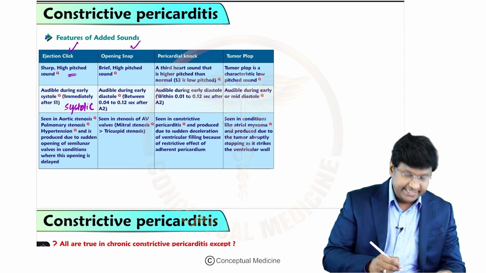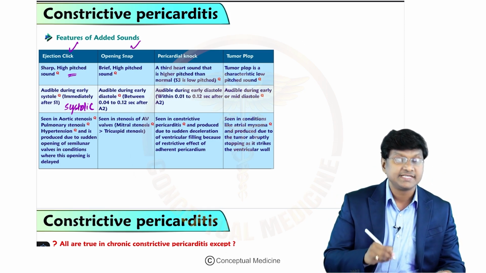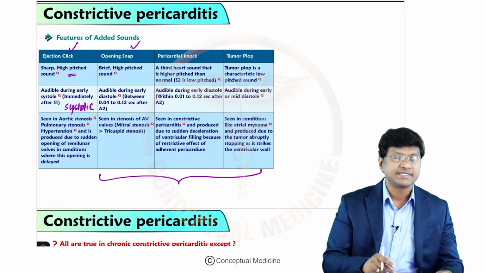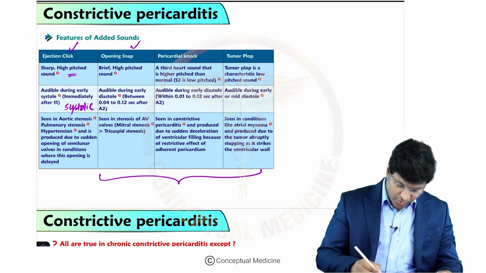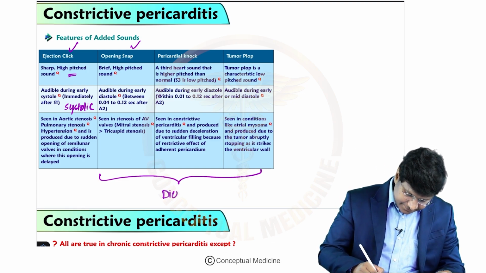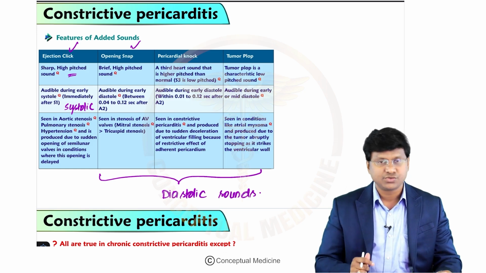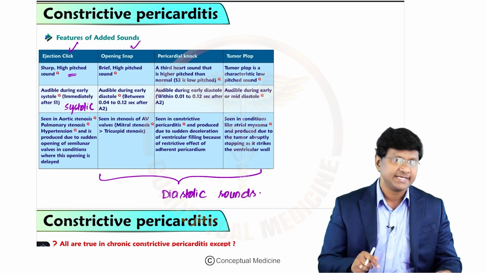Then you take opening snap. Opening snap is a diastolic sound. You see all these three additional heart sounds: opening snap, pericardial knock, tumor plop. All these are diastolic sounds. They are heard in the diastole.